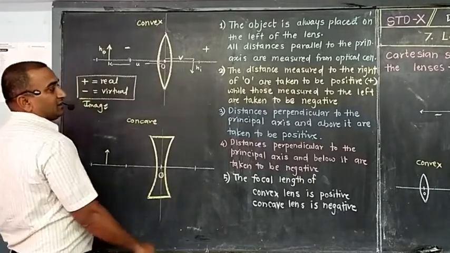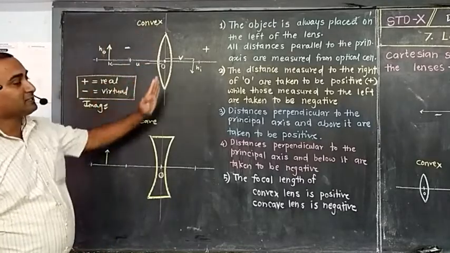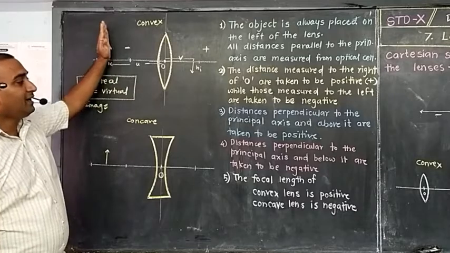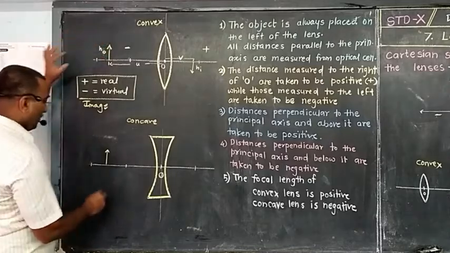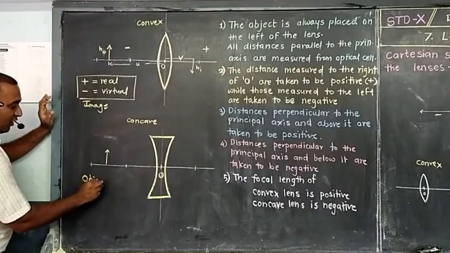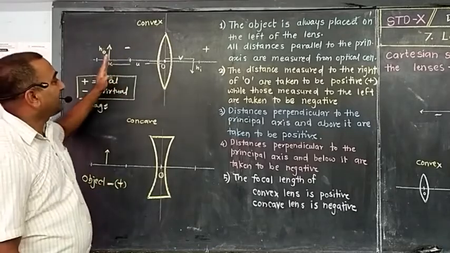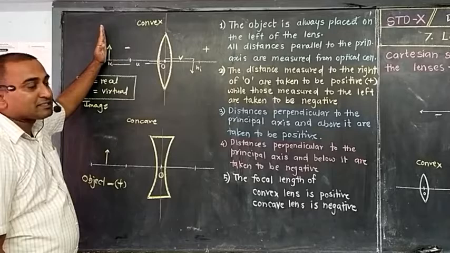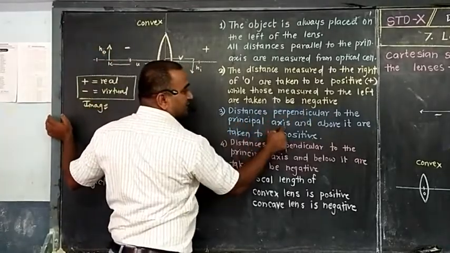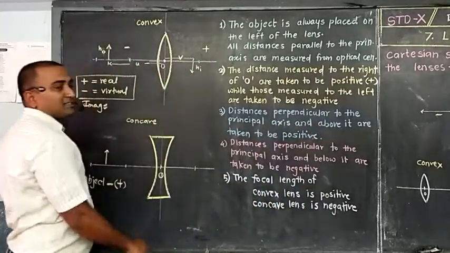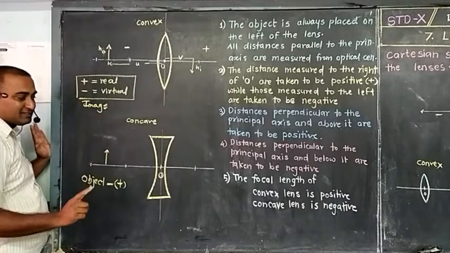Okay, again, the distance perpendicular to the principal axis and above is positive. So what about the object? The object height is always positive. Why? Because we are taking the object perpendicular to the principal axis and above. Distances perpendicular to the principal axis and above are measured as positive, so the object height in both cases is always positive.